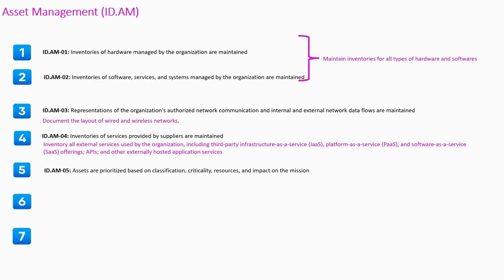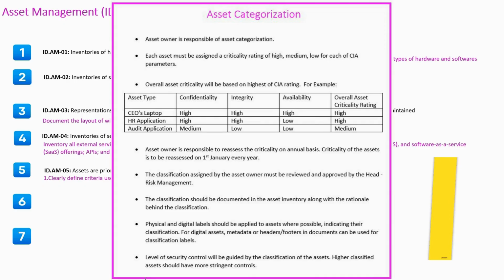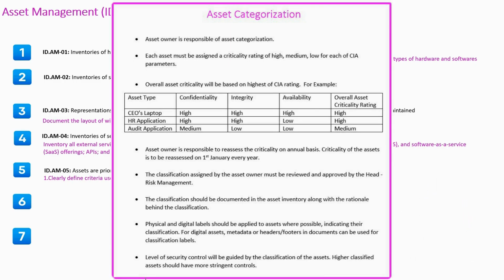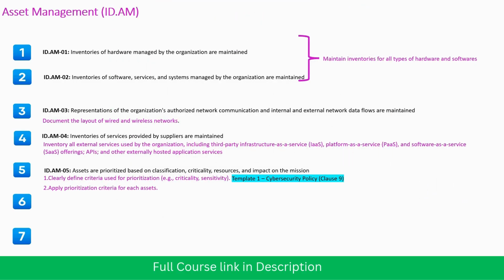Fifth subcategory is about prioritizing the assets on the basis of their classification. The easiest way to implement this is to clearly define the criteria that you use for the prioritization. You may like to refer to clause 9 of our cybersecurity policy to understand how to classify the assets. You may like to use the same template and modify it according to your requirement. And then apply this criteria to prioritize which asset is important for your organization. You need to document the same.